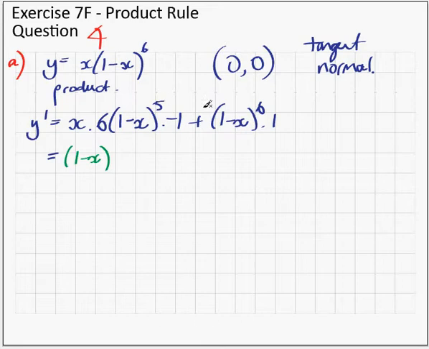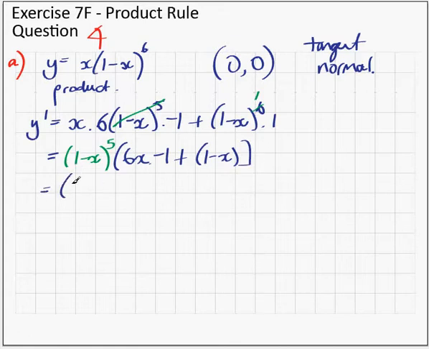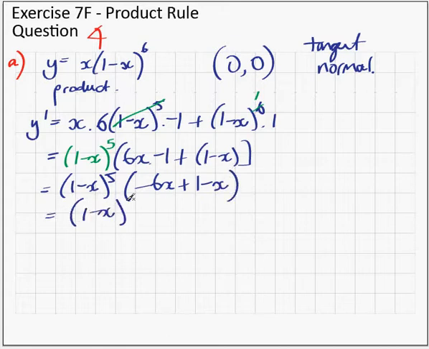I've got 5 here and 6 here, so 5 is the highest I can take out of both. 5 there, 6 there. What that leaves me with in this first term is 6x times minus 1, and here I've got plus 1 lot of 1 minus x. So 1 minus x to the 5th, 6x times minus 1 is minus 6x plus 1 minus x, minus 7x plus 1. Okay, this is my gradient function.